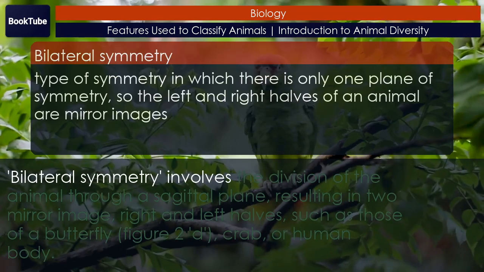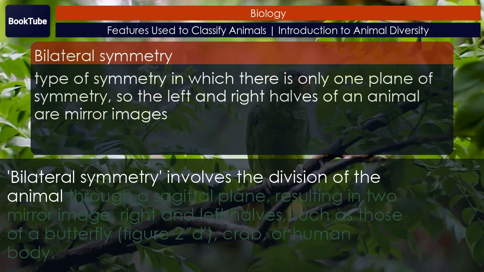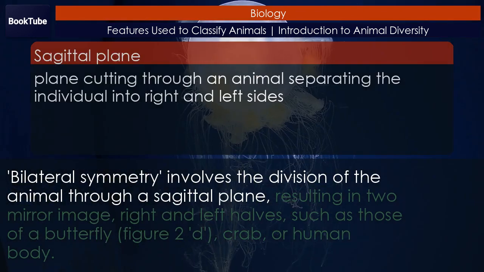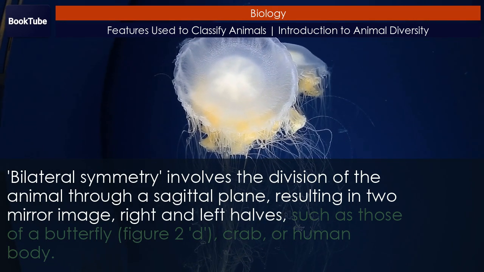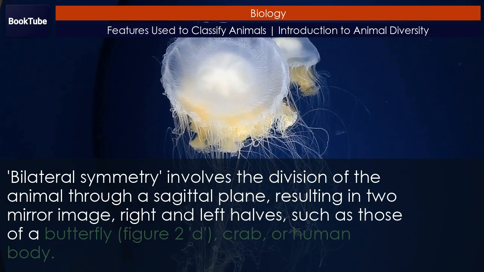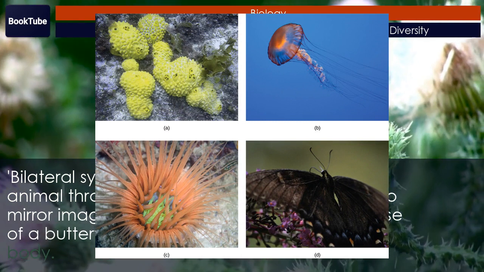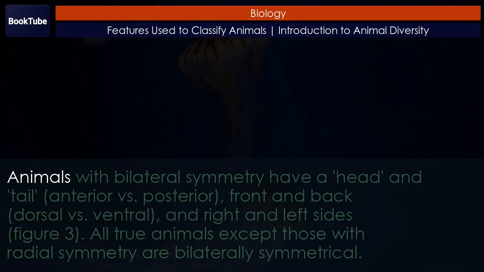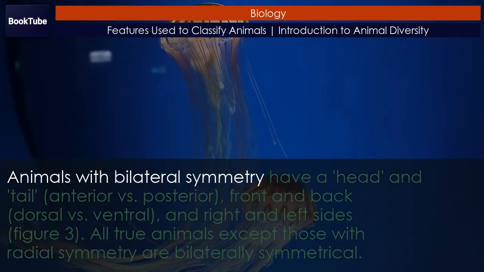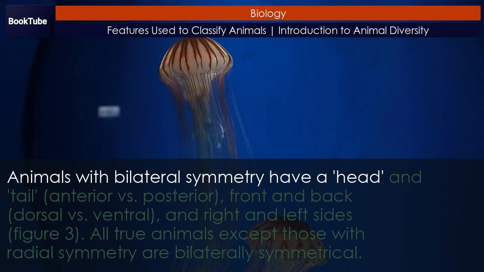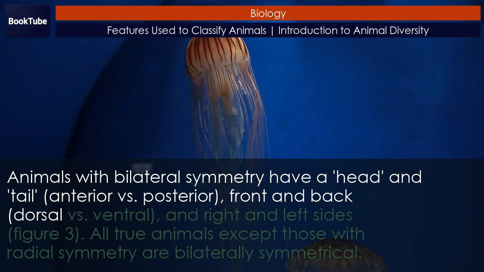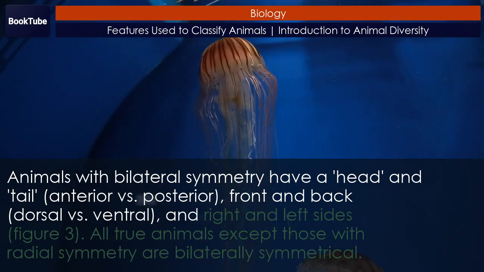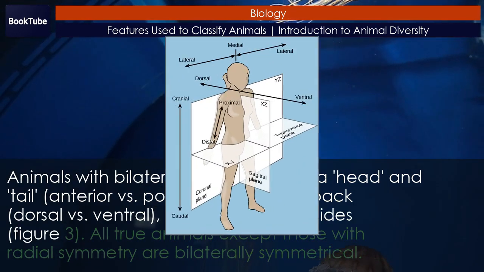Bilateral symmetry involves the division of the animal through a sagittal plane, resulting in 2 mirror image, right and left halves, such as those of a butterfly, Figure 2, D, crab, or human body. Animals with bilateral symmetry have a head and tail: anterior versus posterior, front and back, dorsal versus ventral, and right and left sides.